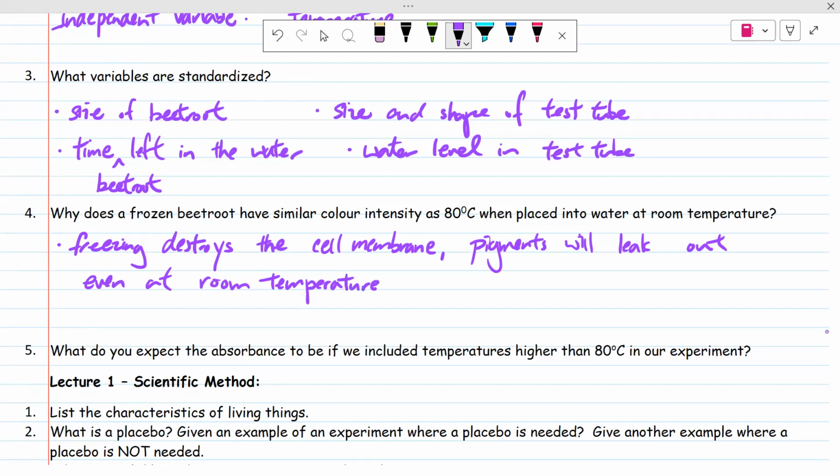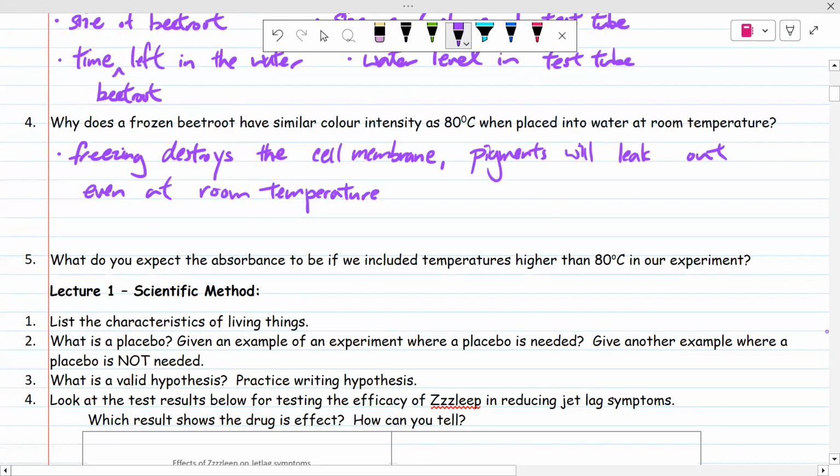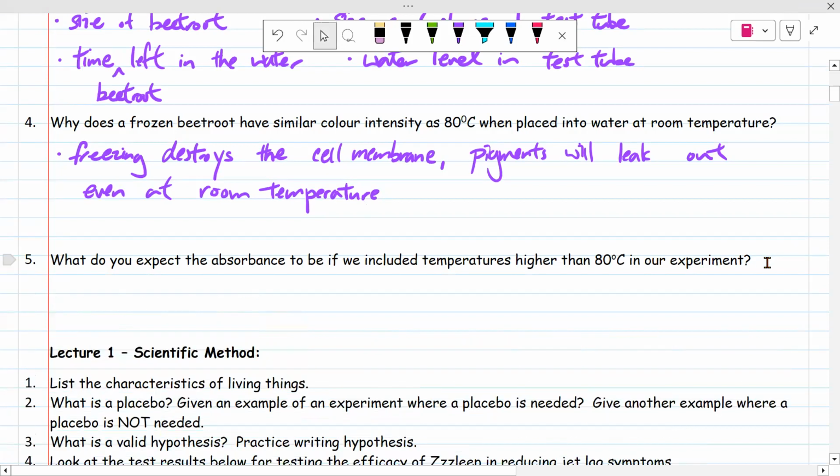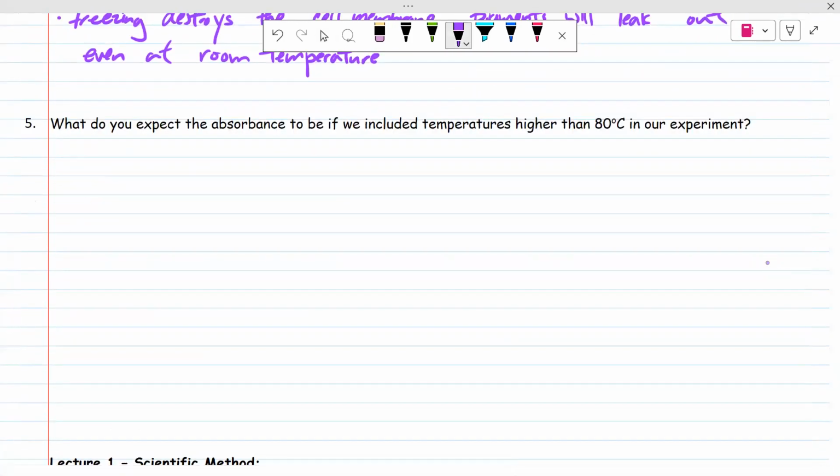You don't have to heat it up. It's already damaged. Normally, you heat it up to damage the cell membrane, right? But now the freezing actually also damages the cell membrane. And when you put it at room temperature, all the color will just leak out. And it's going to be a very intense color, similar to that of the 80-degree sample. Pigments will leak out even at room temperature. You just stop me if you have questions, okay, if I'm going too fast or something like that.